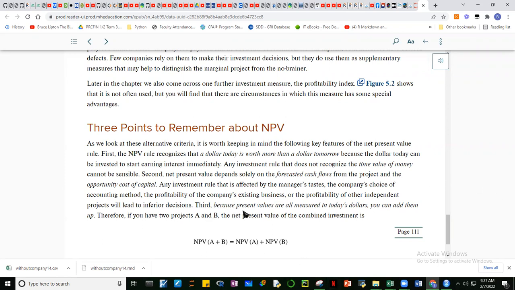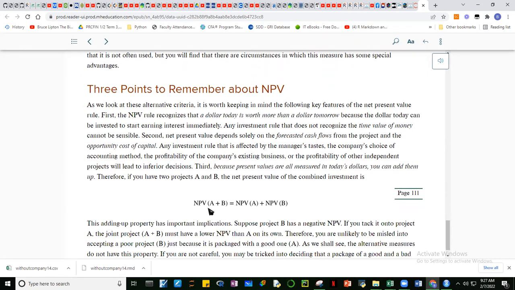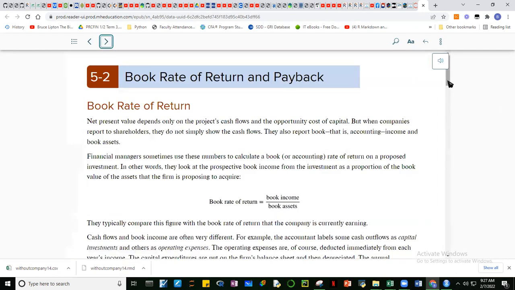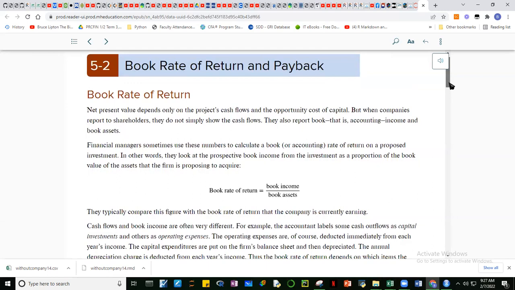Third, because present values are all measured in today's pesos, you can add them up. For example, the net present value of projects A plus B is simply equal to the net present value of A plus the net present value of B. That's another fundamental principle in finance. If the net present value of project A is 10 and the net present value of project B is 20, then those two can be added to have a total net present value equal to 30.